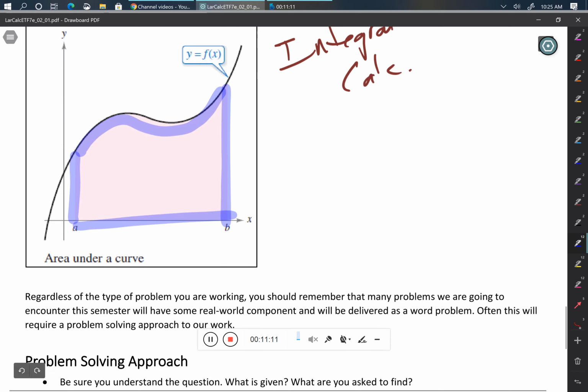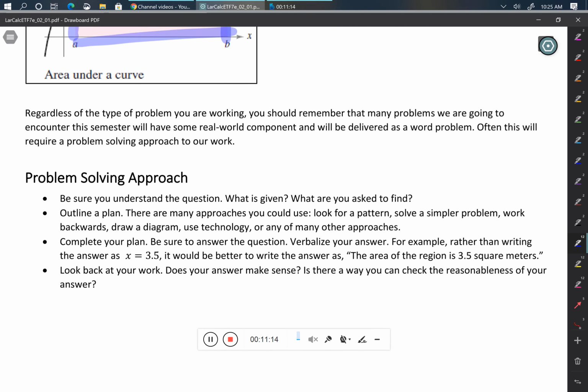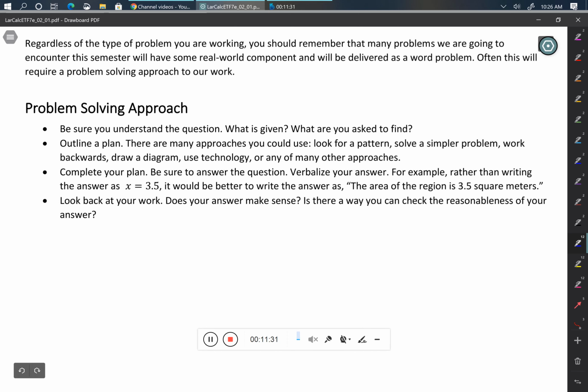Right? So basically what's going to happen is this entire semester we are going to be working with problems where we are going to have essentially at the end some real world application, some real world component, and are going to require you to do some problem solving. Right? Now, what I would like to do is just remind you of the problem solving approach.